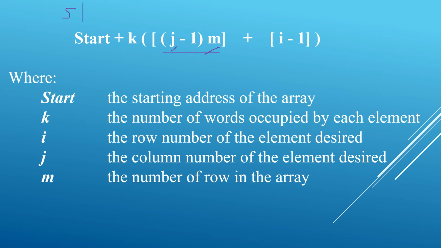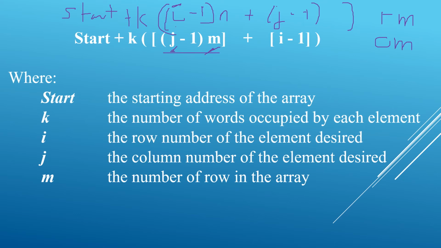Kanina, sa row major, we have start plus k times the expression of I minus 1 multiplied by n plus j minus 1. Okay? So, this is for the row major. While for the column major, as you have noticed, j minus 1 multiplied by m. So, for row, in, for column, jm.